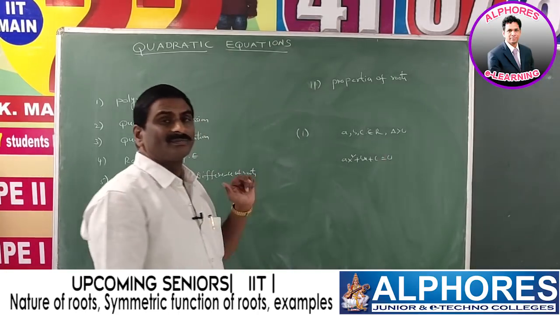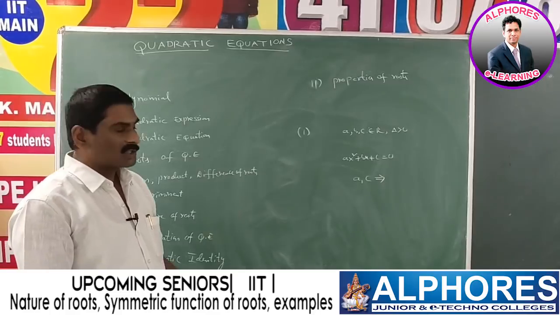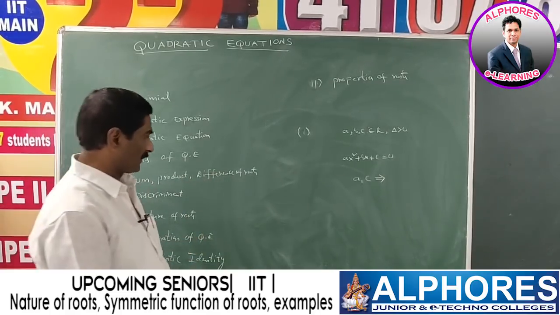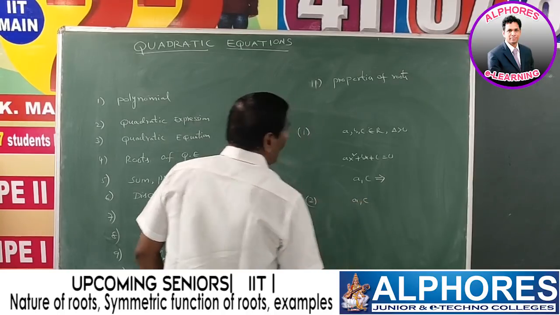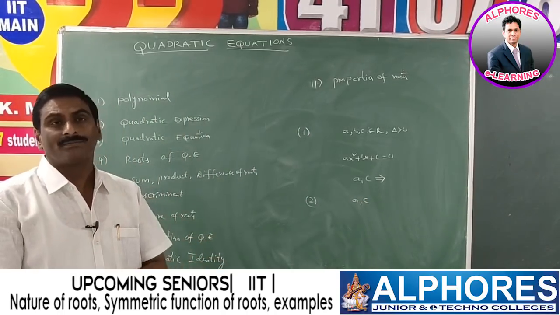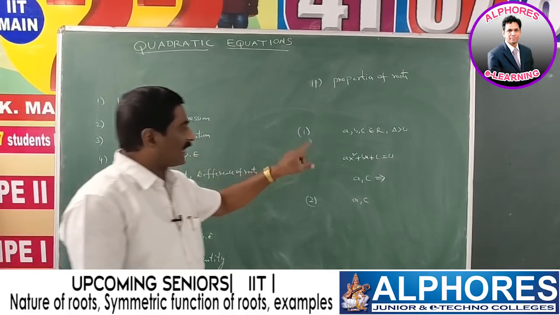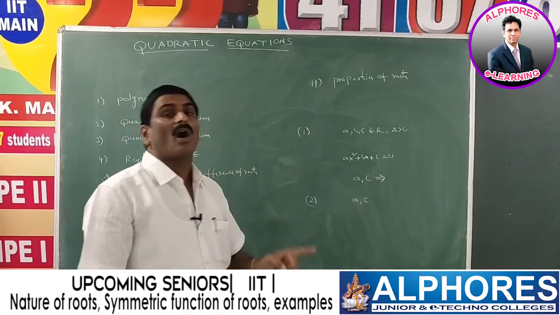First condition, both are positive or both are negative. Next, if a, c having opposite signs, that means the sign of ac are opposite, then the roots of the quadratic equation ax square plus bx plus c is equal to 0 have opposite signs.